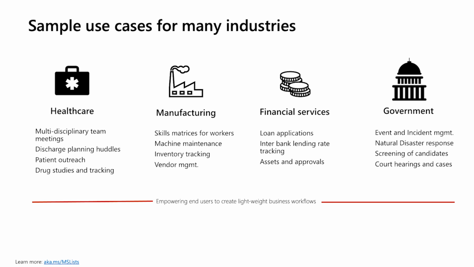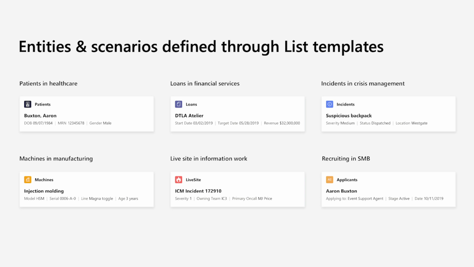Across all of these use cases, we saw this common theme. The theme was we needed to empower our end users to create lightweight business workflows. We needed to empower our end users to quickly get started and create a list to enable an unmet need around a business process and start tracking unstructured information in a structured way inside a list.